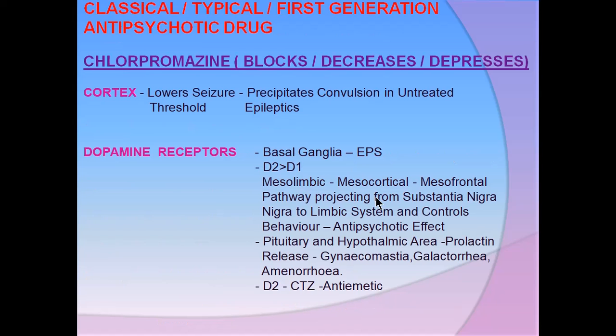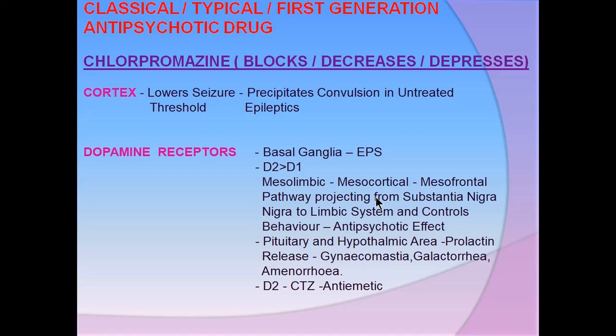Now coming to the next point, classical antipsychotic drugs. The prototype drug being chlorpromazine. It has blocking, decreasing and depressant effects on the different sites of the brain. On the cortex, it lowers seizure threshold, so it can precipitate convulsions in untreated epileptic patients. It blocks dopamine receptors in the basal ganglia to produce extrapyramidal side effects.